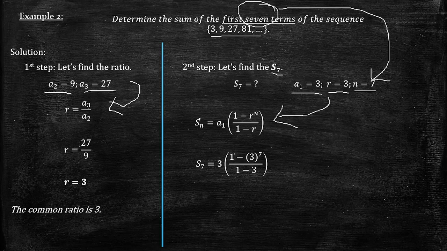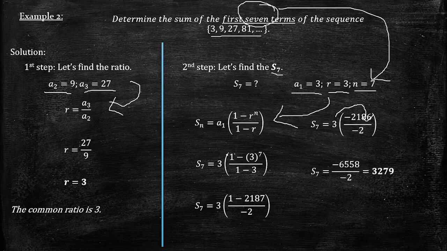So, for the numerator, isolve muna natin yung mga exponent. So, it will become 3 times 1 minus 2,187 divided by 1 minus 3 equal to negative 2. Then, after that, i-minus na natin yung 2 terms sa numerator. So, it will be S of 7 is equals to 3 times negative 2,186 divided by negative 2. Then, i-multiply natin yung 3 sa numerator na negative 2,186. So, S of 7 is equals to negative 6,558 divided by negative 2. The answer is positive 3,279.